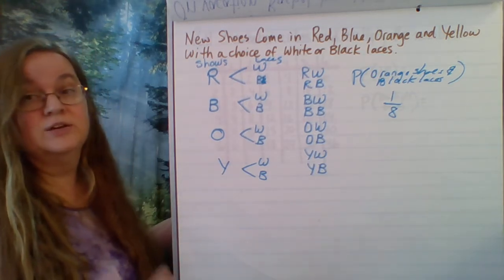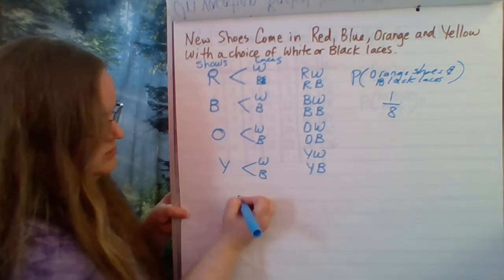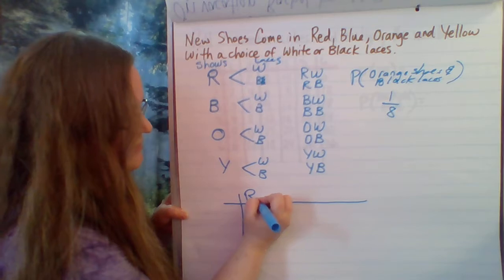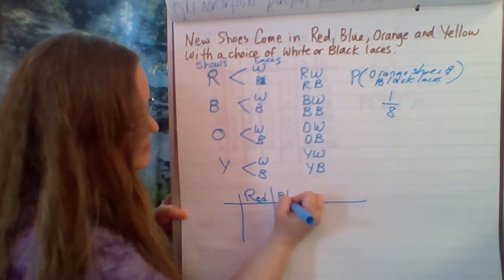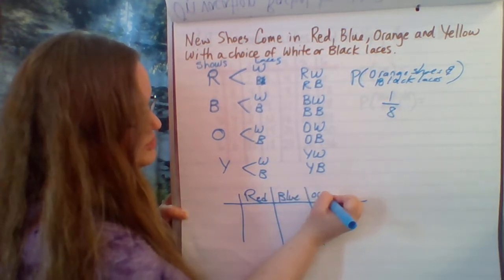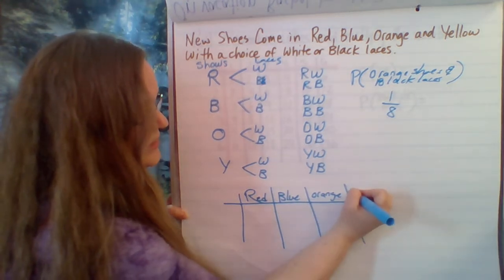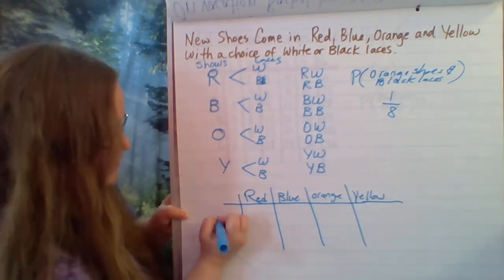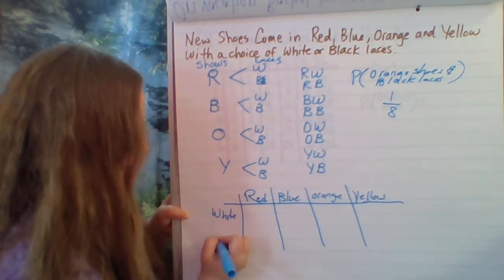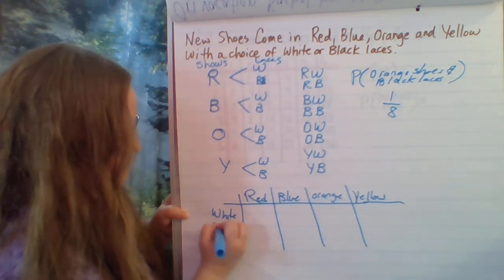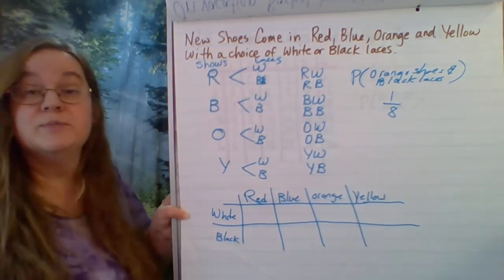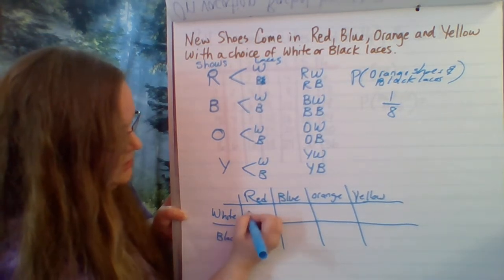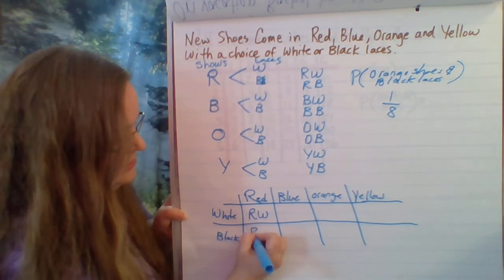Another way that you can organize this is using a table. This works well for 2 possibilities. So I have the red, I have the blue, the orange, and the yellow shoes. And then you could have white or black laces. Again, what am I going to do? I'm going to just pair them up. I can have red with white or red with black.